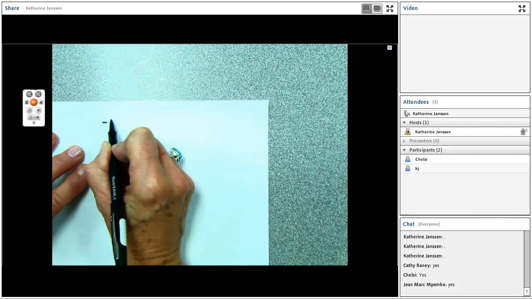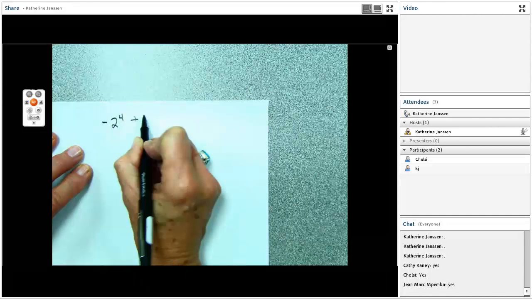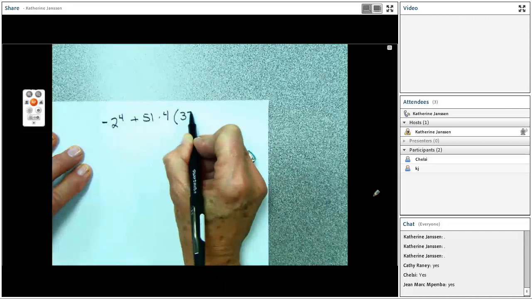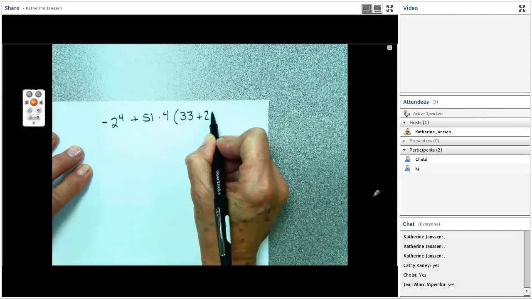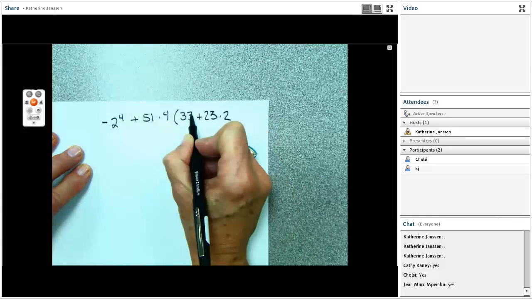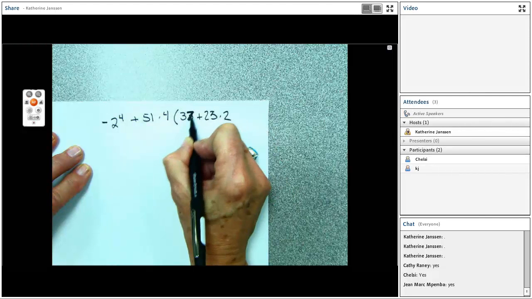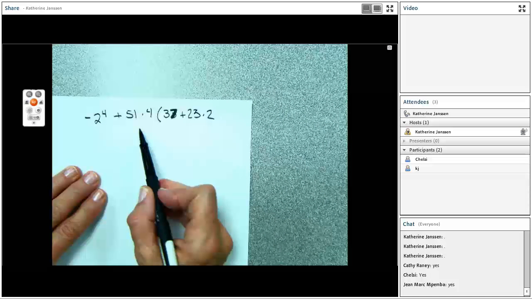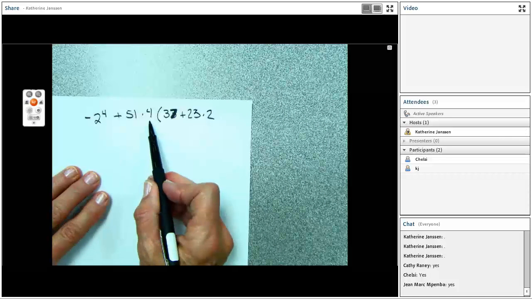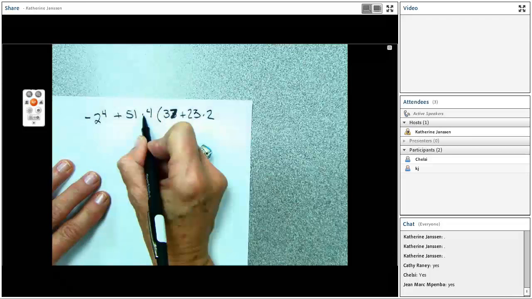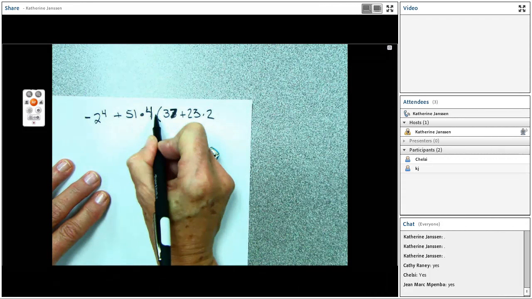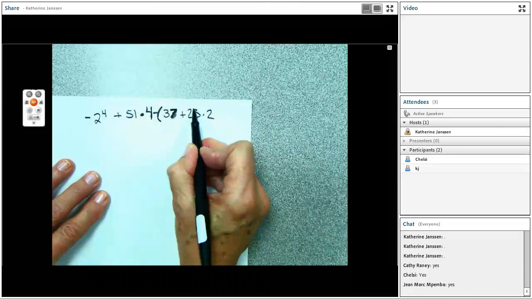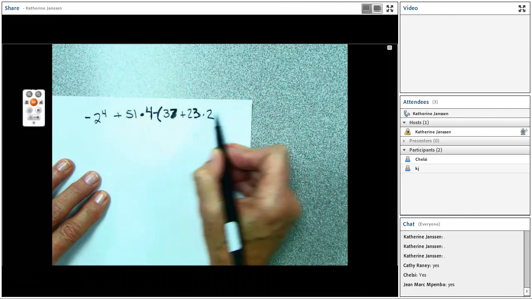Okay. Negative 2 to the 4th plus 51 times 4, minus 337 plus 23 times 2. So 37. Negative 2 to the 4th plus 51 times 4. We're going to subtract that entire quantity. 37 plus 23 times 2.